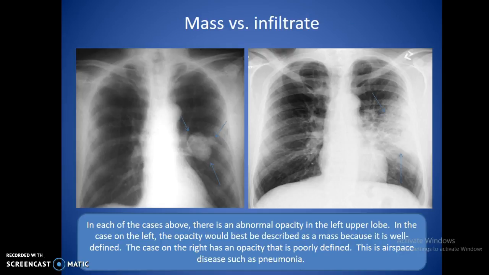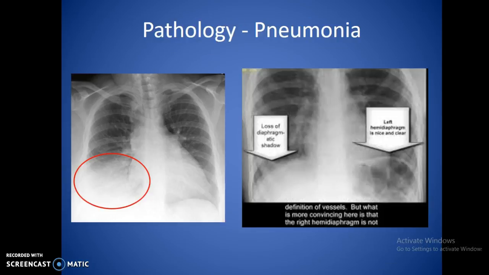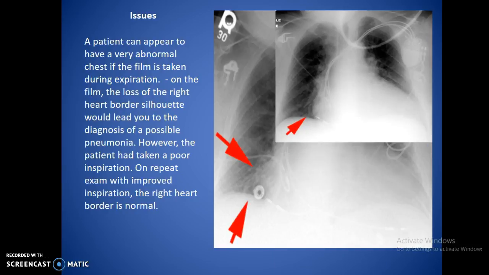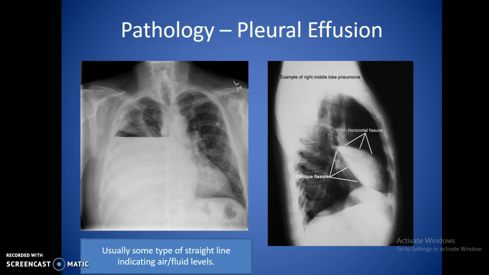Some other pathology, just mass versus infiltrate. You can read up on that on your own, as well as pneumonia, common finding in chest x-rays. This just talks about having the proper amount of breath in, so you make sure they take 2 breaths in, or you can hide something that actually is not there, and then the doctor would misdiagnose this patient.